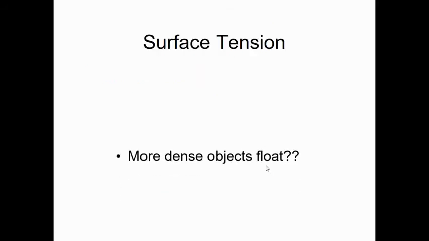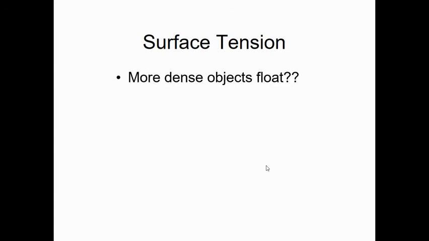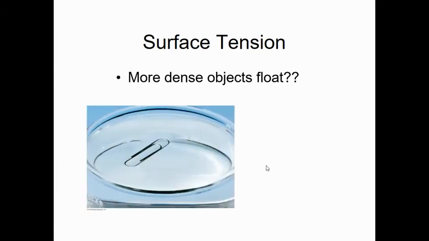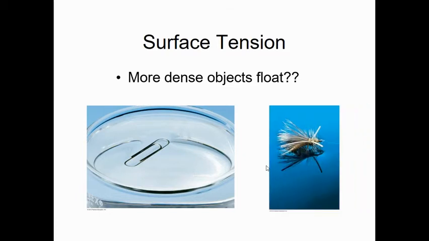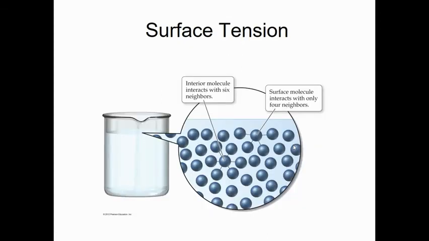Okay, a few more things we need to talk about. Surface tension. Why do more dense objects sometimes float? How come you can see a paperclip floating on water, or those little bugs that walk on water, or a fishing fly, whatever this is called? I'm not a fisher person. Why doesn't it just sink? Why does it just float on top? And the reason for that is surface tension.